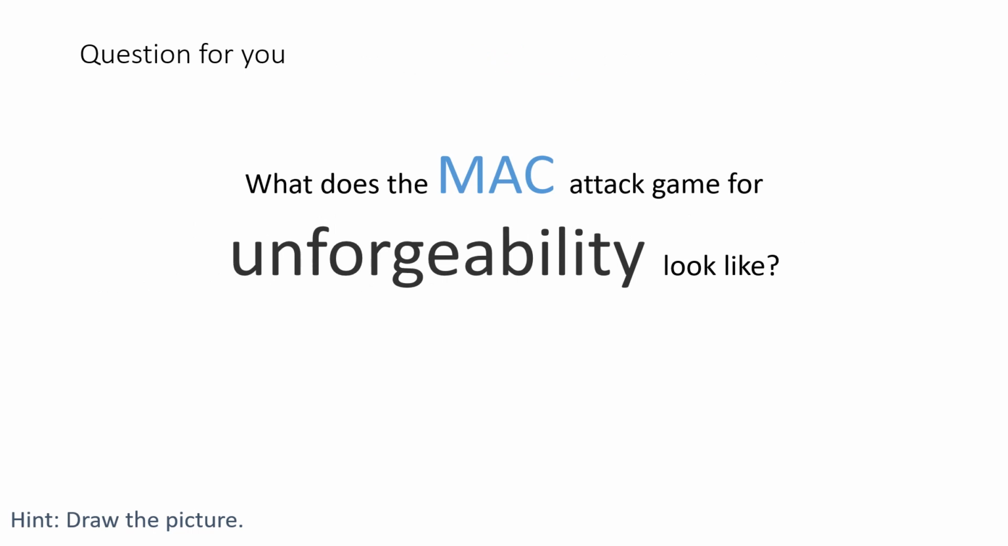So let's take a minute and let's try to remember, what does the message authentication code attack game for unforgeability look like? Let's see if you can try to remember what that picture looks like. So just take maybe 2 minutes and let's figure out what that picture looks like.